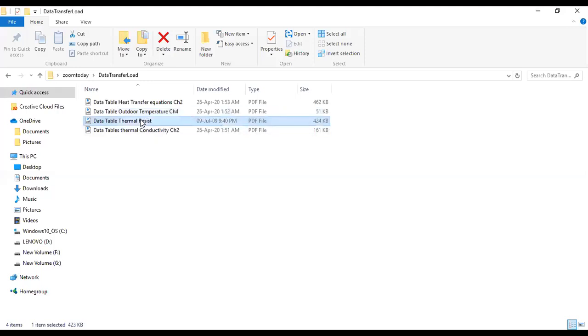Now, there is another data table called required. This data table is again given in your chapter 4 book, and these are the materials mentioned, and they are 1 upon K. 1 upon K is the thermal resistance in the form of meter Kelvin per watt, per unit length, and length is in meters.